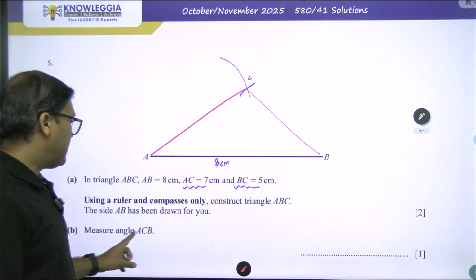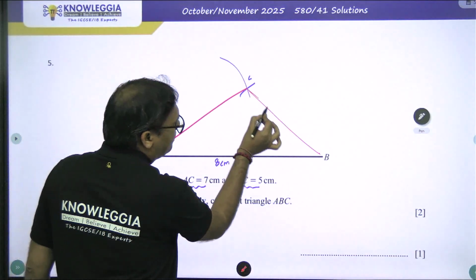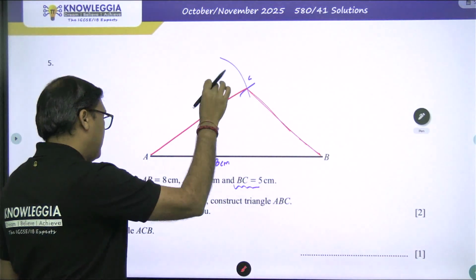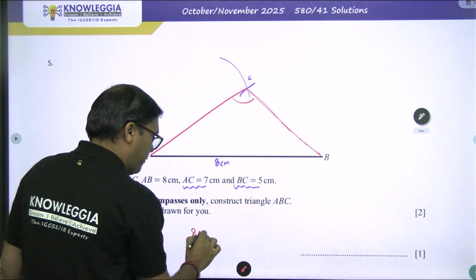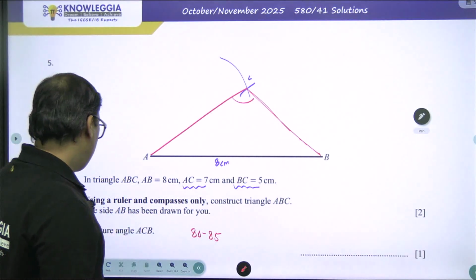Now in this, measure the angle ACB. If you measure the angle, you have to just put the protractor and measure this angle. And you will find this will be somewhere around 80 degrees. So you can try this.